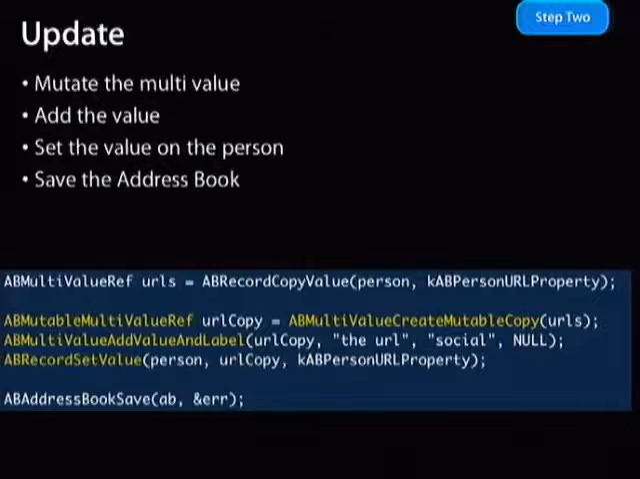The first thing we do, you notice, is ABRecordCopyValue. We get this ABMultiValueRef back. In this case, we're updating the URLs. Once you have this multi-value, ABMultiValueCreateMutableCopy. So the ABMultiValue is not mutable by default, and it's for performance optimizations. So you need to actually create a copy of it that you can then mutate, modify. Once you have the mutable version of it, you just call this function, ABMultiValueAddValueAndLabel, pass in the new value you want, a label, and the last one is actually just an error parameter that I'm ignoring for the example.